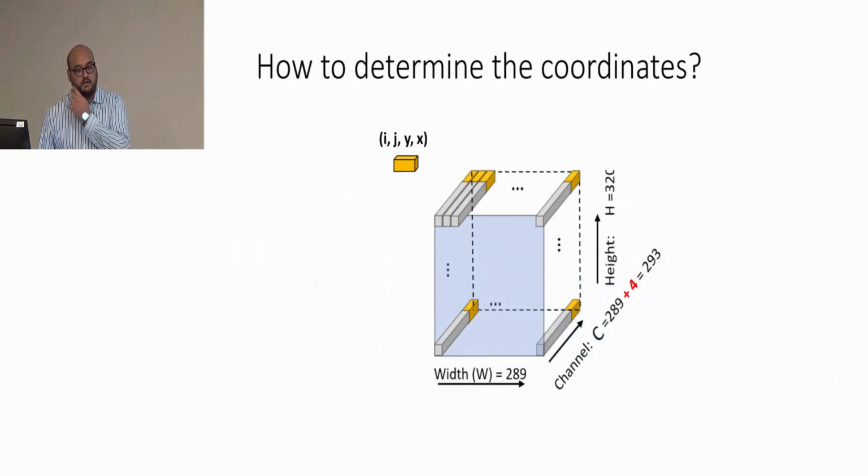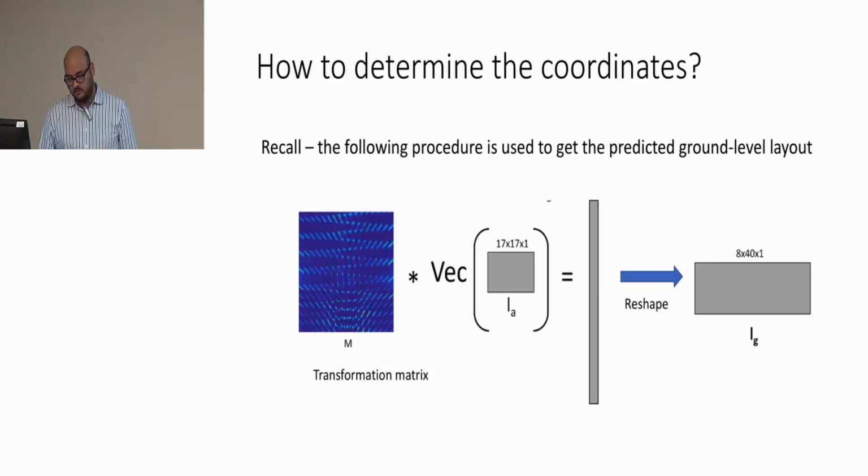Okay, so how to determine the coordinates? The coordinates we attach with this cube, how can we determine that? Recall that we're supposed to multiply that transformation matrix with the aerial segmentation, and we get a 320-dimensional column vector out of that. And we reshape that in the form of 8 by 40 by 1, and this is our predicted ground level segmentation. So this is just for recalling. The question is how we determine the coordinates.